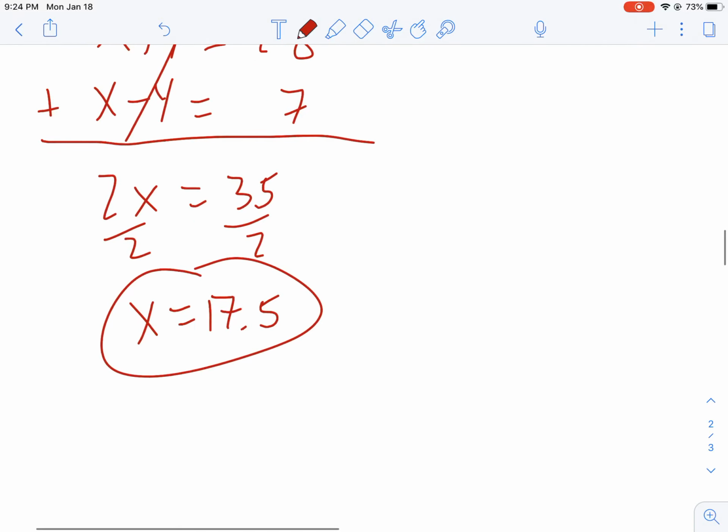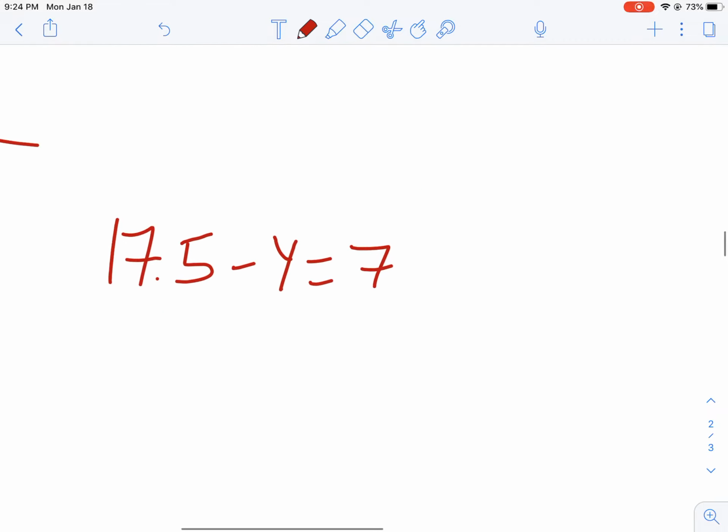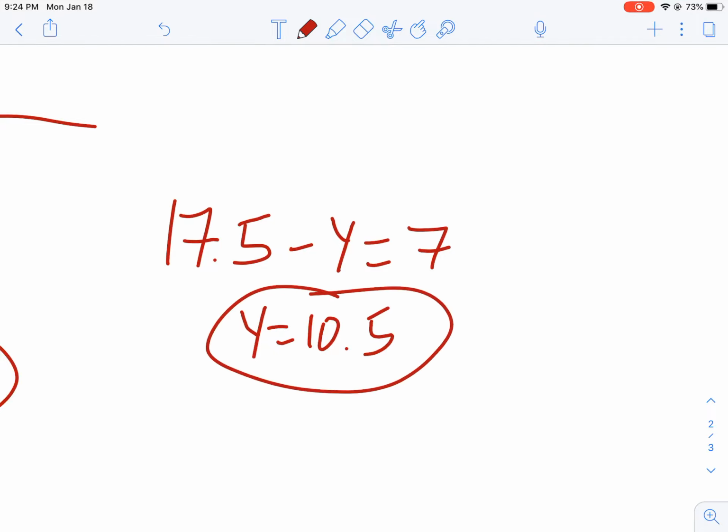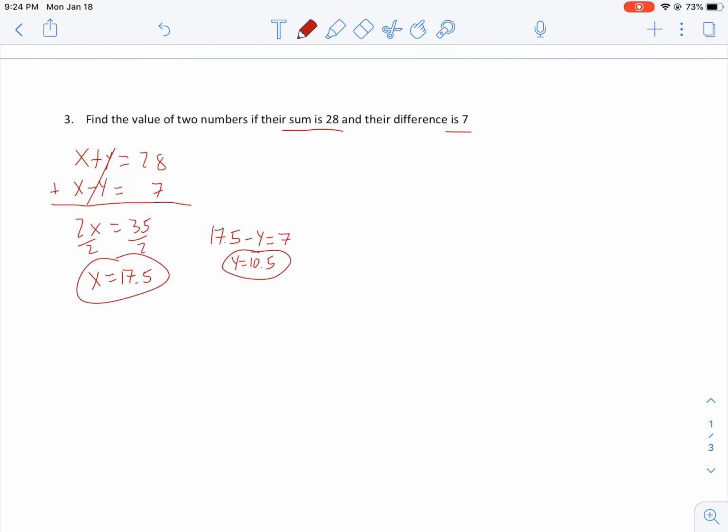You can plug that into whatever you want. 17.5 minus y equals 7. So what's y? y's got to be 10.5. So that would be our second number. So that's how you do these type of questions. Whenever they say the sum is this, the difference is that, okay, sum's addition, x plus y equals that number. And difference, that's going to be subtraction. So you've got x minus y equals that number.